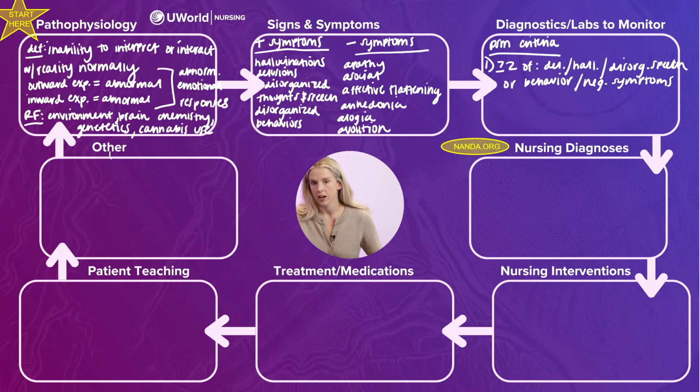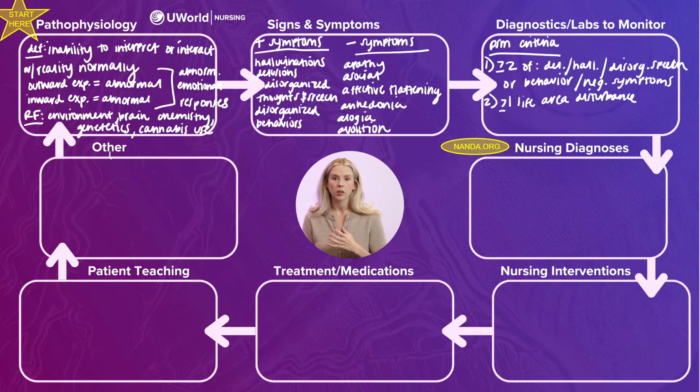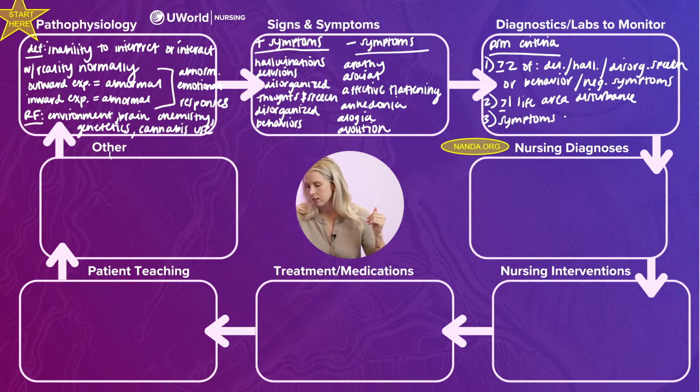Our next caveat is going to be greater than or equal to 1 life area must be disturbed. Area disturbance. So this can be work, it can be our home life, our social life, maybe the ability for self-care. Our next caveat is going to be symptoms have to persist for greater than or equal to 6 months.